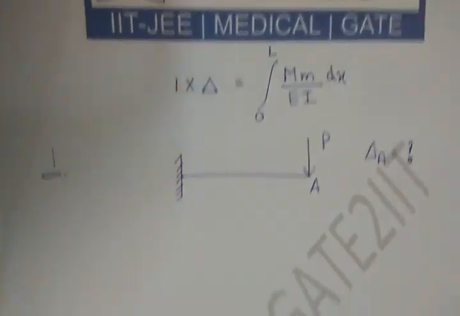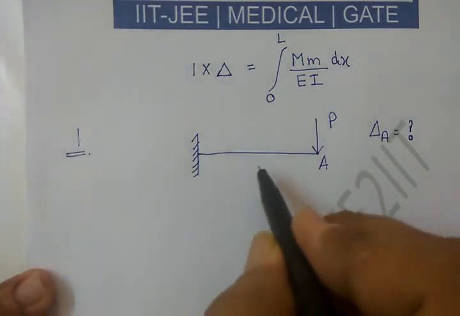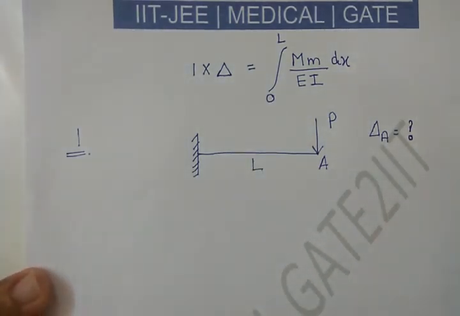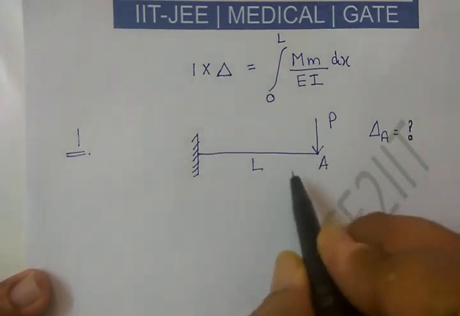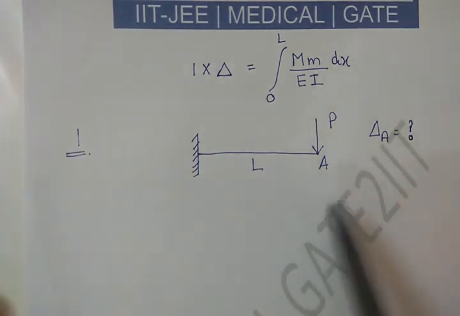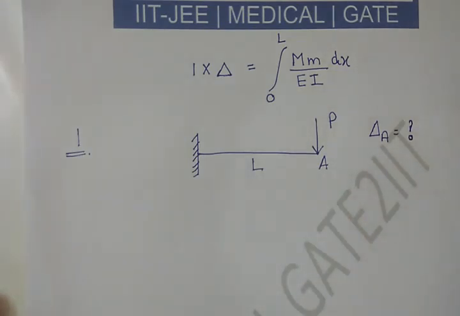Alright, so we know this expression. If the length of the beam is L, the deflection should come out to be PL cubed by 3EI, where E is the Young's modulus and I is the area moment of inertia of the cross section. It can be anything. It can be a rectangular or a circular section, or I section, or Z section, or C section. It can be anything. So your motive is to calculate deflection of this cantilever beam.